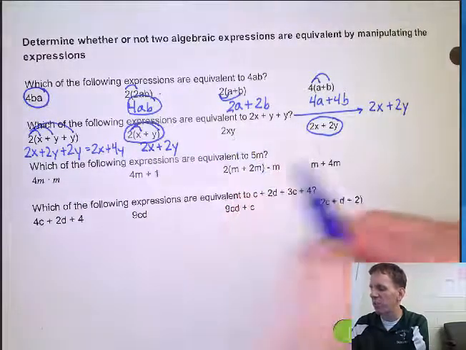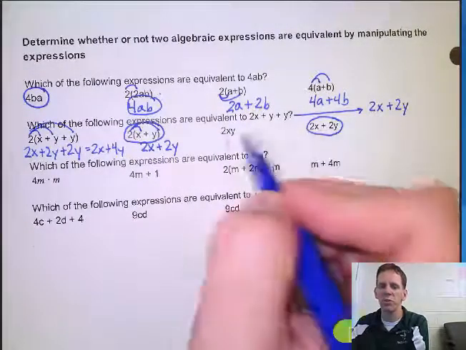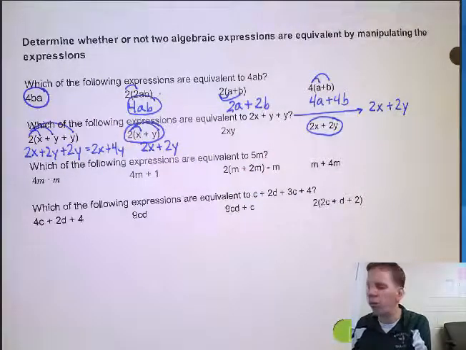2xy. There's no addition sign, so it doesn't match. And we've already talked about 2x plus 2y as a solution. So 2 answers here. Which of the following expressions are equivalent to 5m?